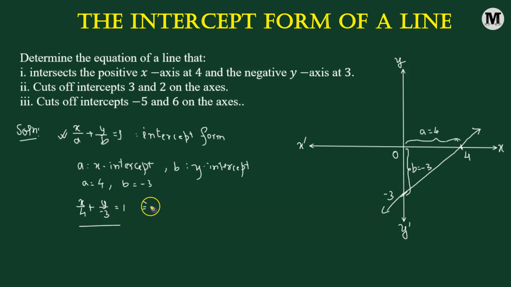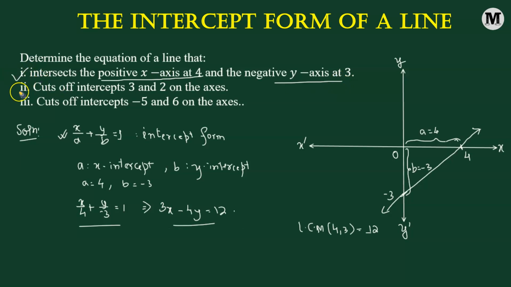Or what we can do is simplify this. We have to take the lowest common multiple of 4 and 3. We know that the lowest common multiple is 12. All we have to do is multiply the equation throughout by 12. That's going to give us 3x minus 4y equals 12. And this is going to be the required equation of a line such that it intersects the x-axis at 4 and the negative y-axis at 3. Okay, the first one is done.